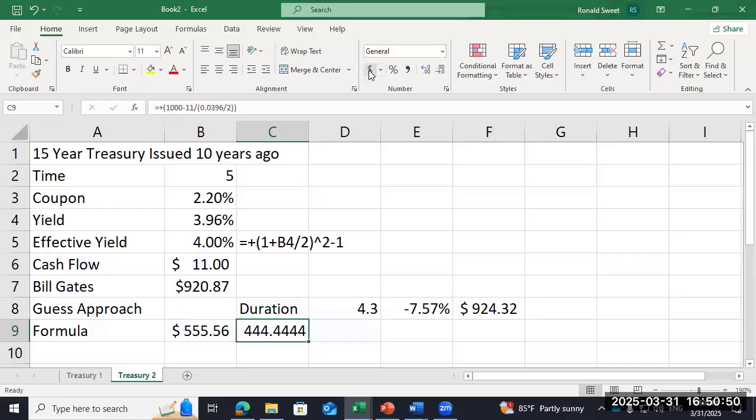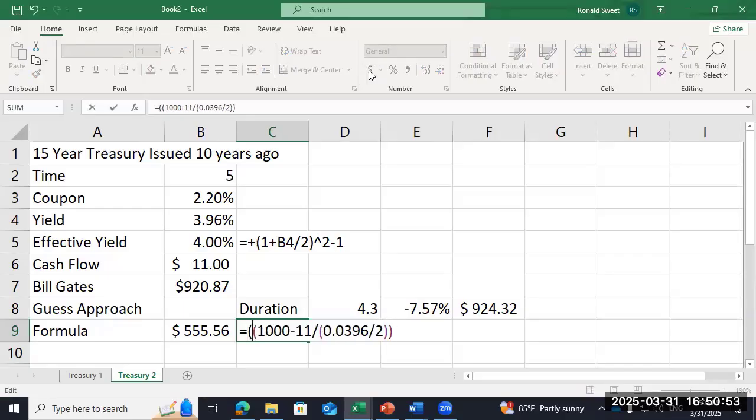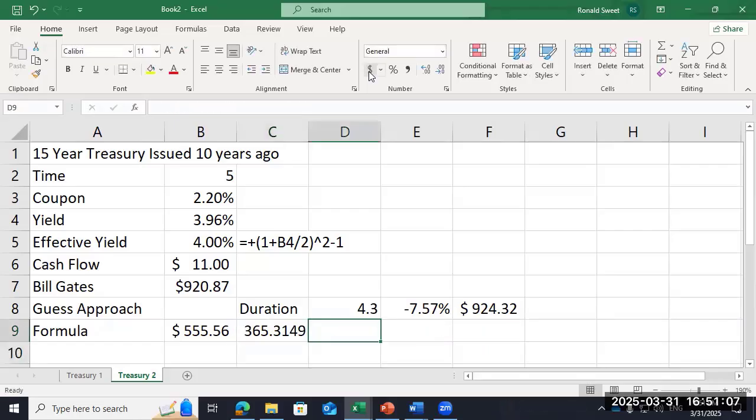So when we take that, the $1,000 minus the infinity, and divide that by 1 plus 0.0396 divided by 2 raised to the 10, you get that. When we add those two together, you get 920.87. Does that sound right? Looking pretty good. You're getting pretty confident on the exam.